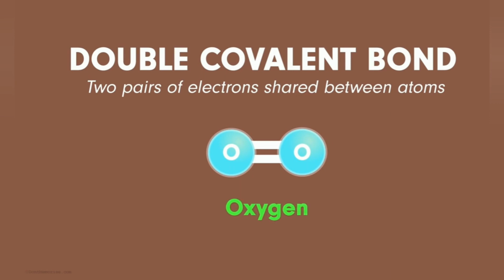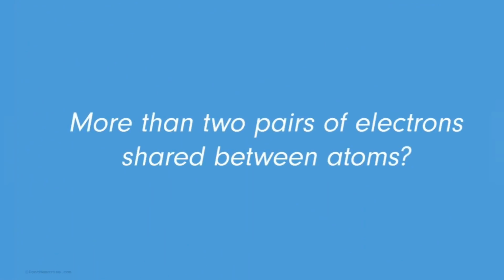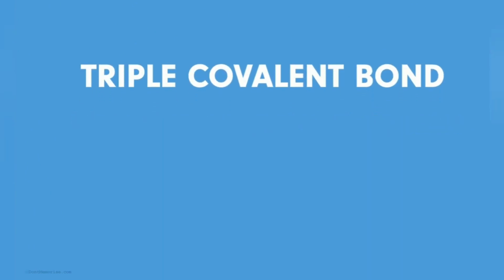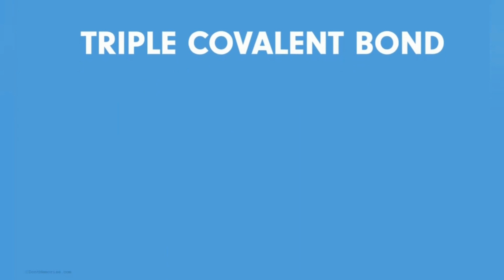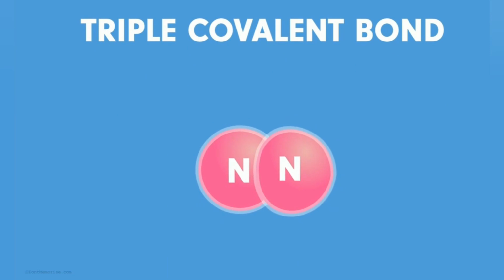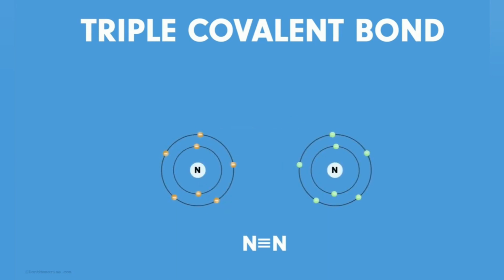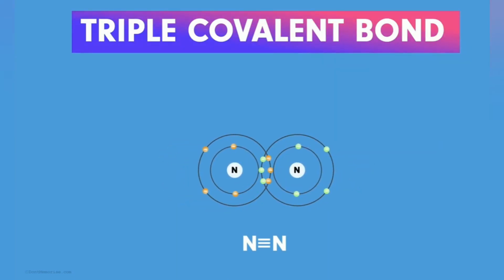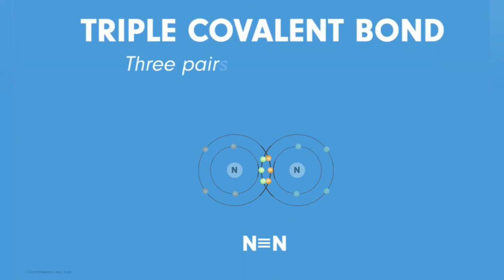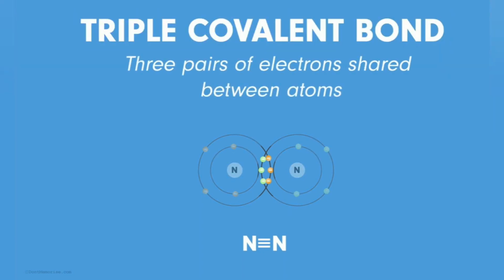Now, on similar lines, can you give me an example where more than 2 pairs of electrons are shared between the atoms? Wait a second. Are we trying to say that a triple covalent bond also exists between the atoms? Absolutely. And the best example to study this is the case of nitrogen. We always find a nitrogen molecule written like this. Needless to say, the 2 nitrogen atoms share a triple covalent bond. That means 3 pairs of electrons, or simply 6 electrons, are shared between the atoms. This helps both the atoms attain the stable state.